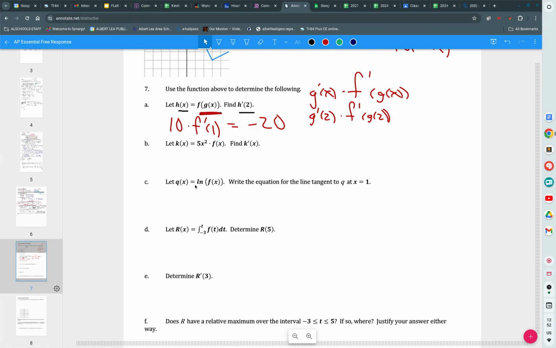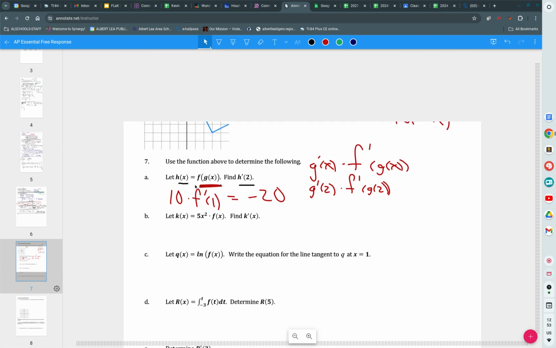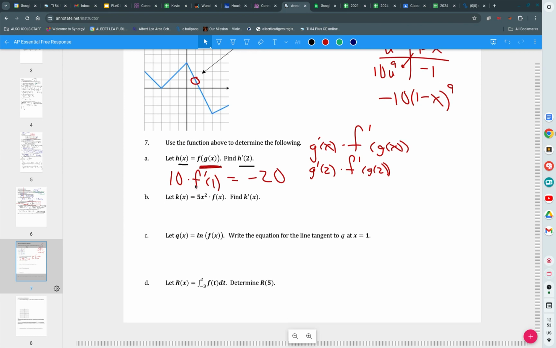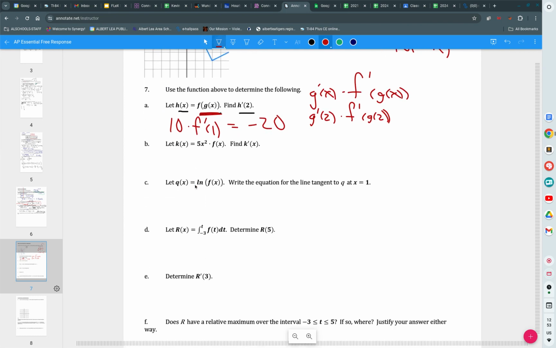All right, it says let k of x equal 5x squared times f of x. Find k prime of x. We're not going to find k prime of x. We're going to find k prime of -1. K prime of -1. I gave you a little bit of insight to the previous one. See if you take a minute and try to set up this one. Go ahead, talk about it. See what you get.